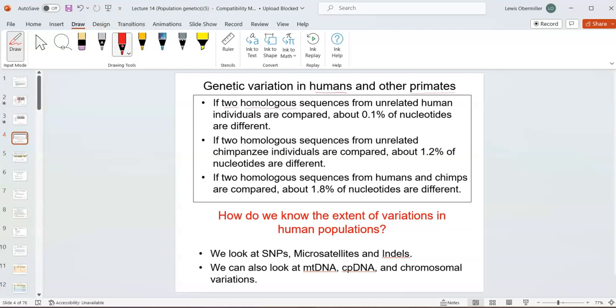So if we have two homologous sequences from unrelated human individuals, we're going to compare two. Remember, homologs are similar but not the same. So we're going to compare one allele or one chromosome from another, some sequence. It doesn't even have to be a gene, it could be anything. If we look at that, about 0.1% of all the nucleotides would be different, right? That's 0.001, 1/1000, right? And we kind of talked about that.